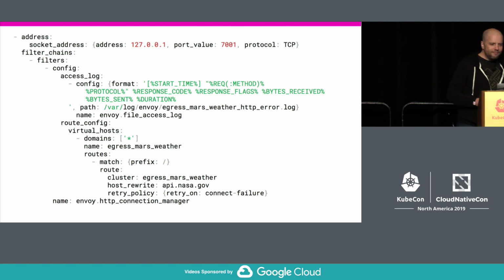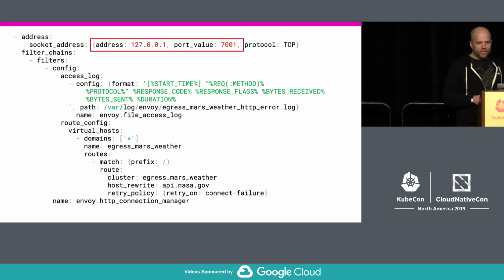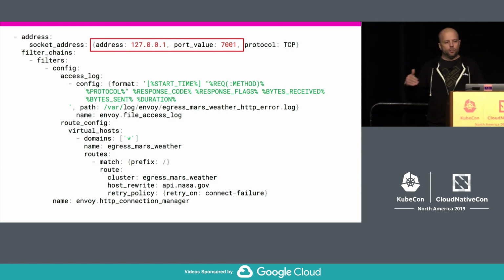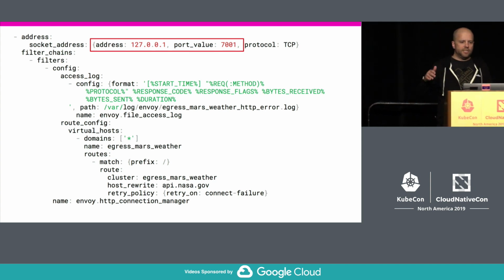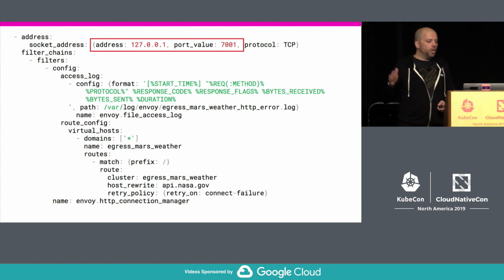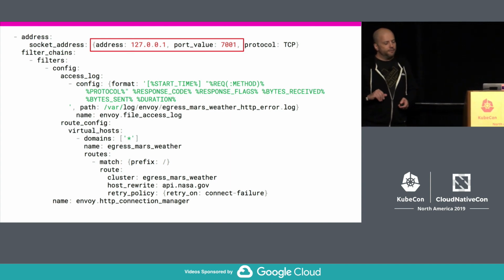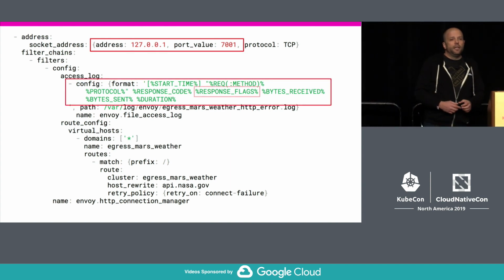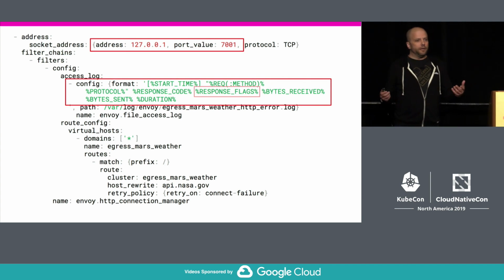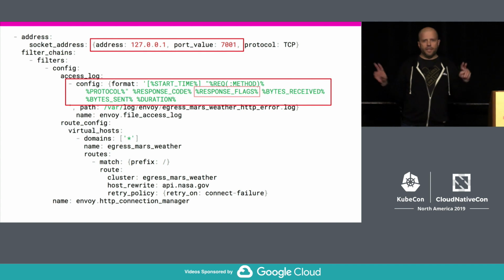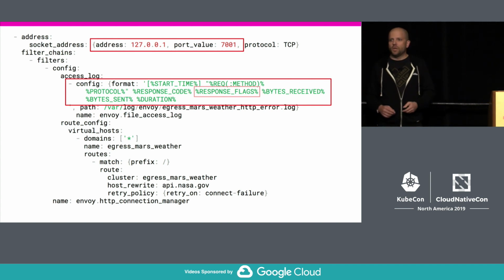Sorry. So this page of YAML defines a listener. This is the exact type of config you would do if you were trying to set up this type of egress. You can see, bind to localhost, dedicate port 7001, and listen on that. If you look down at the bottom, the route is basically saying send everything to api.nasa.gov. And then here's the access log specifier. Even if you've never seen one of these before, you can probably guess what's going on. This is kind of like a printf style format string.